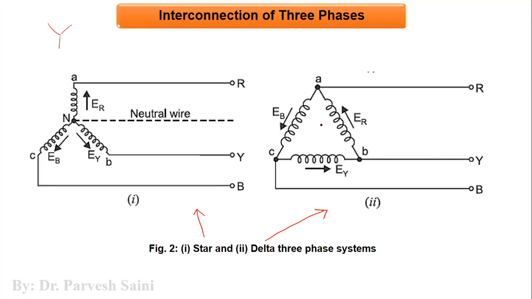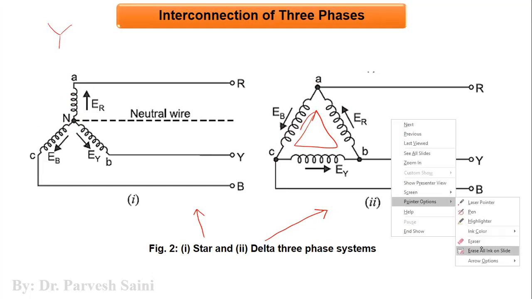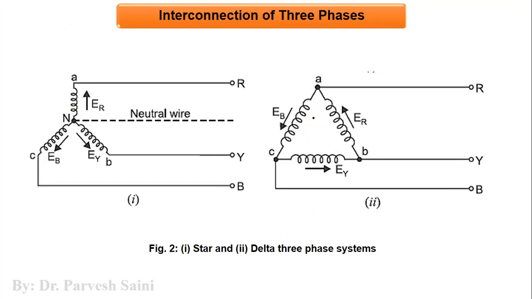Now, why do we call it a delta? You can see this is forming a delta shape, right? So that is why it is called a delta connection, or this is also known as mesh connection. Why? Because, as you can see here in this particular diagram, it is forming a mesh. Now you know that a mesh is the elementary loop of any electrical circuit, right? Now let us understand this in detail.